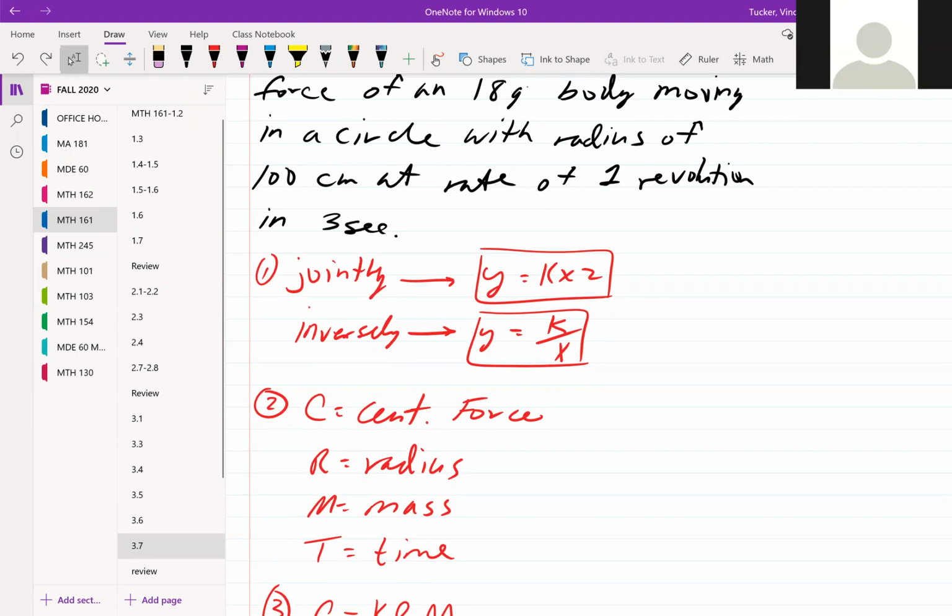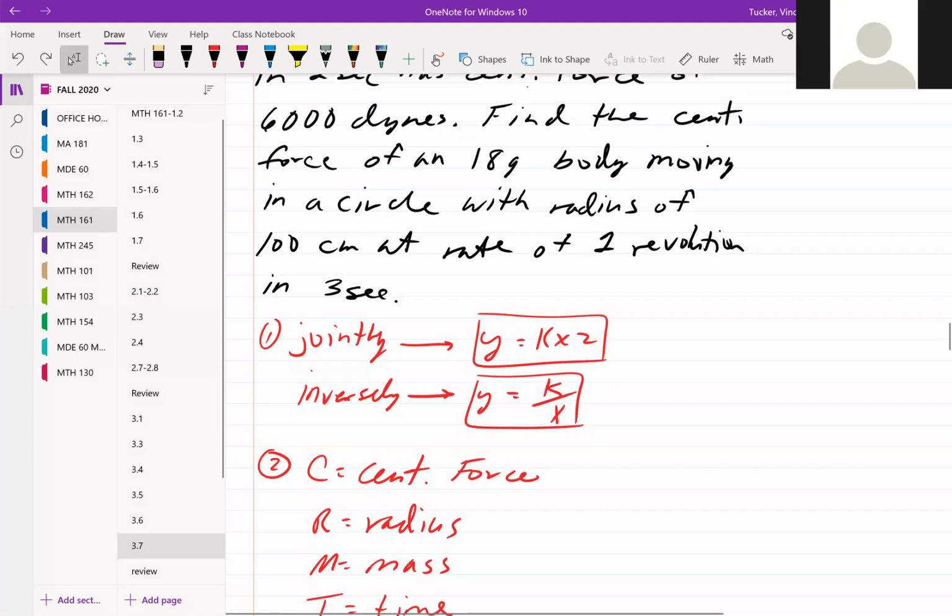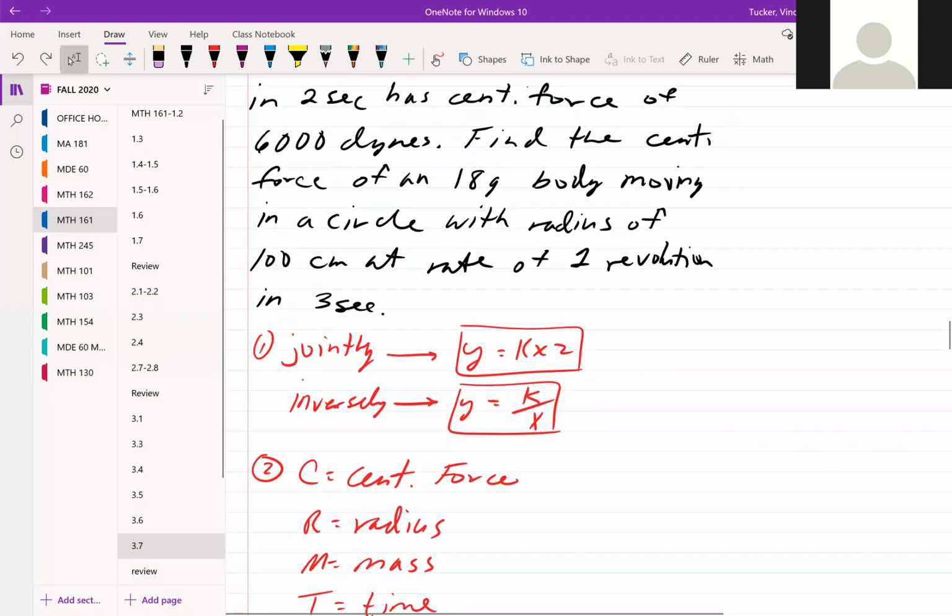Could you scroll up just for a couple, where it says 2 seconds has? Yeah, that's it, that's good.